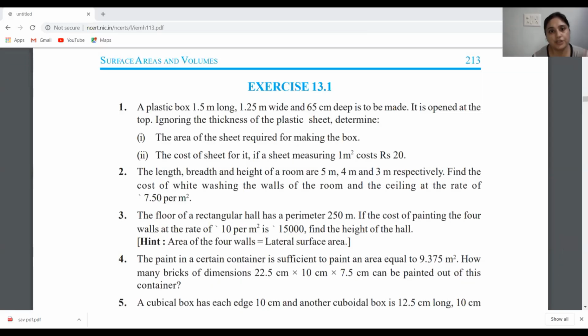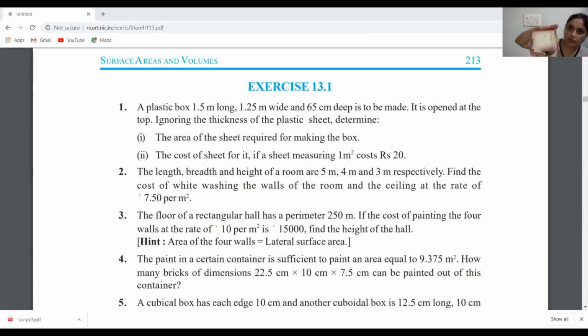So, bacha, what do we need to do? We need to ignore the thickness of the plastic sheet, and we need to determine the area. Now, can you see this box in my hand? This is a cuboidal box having different dimensions. Can you see this box? So the condition is somewhat like this. The box is open from the top. So this is an empty and hollow box. The box is open from the top. So we need to find out the area of the sheet required for making this sort of box.